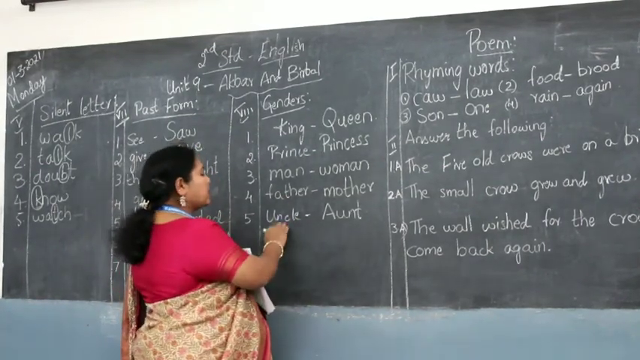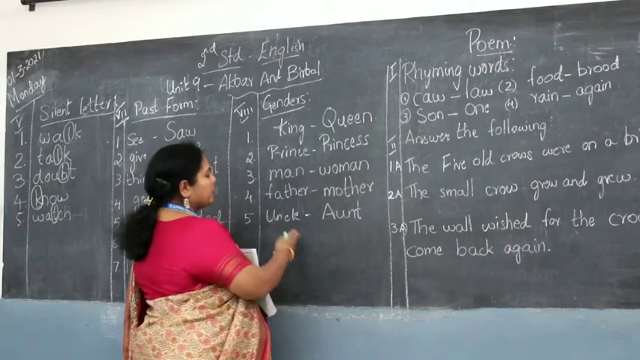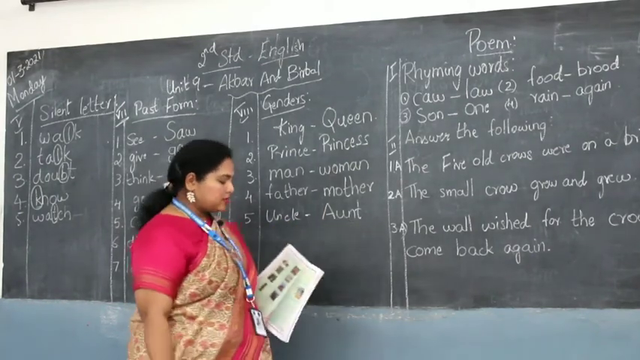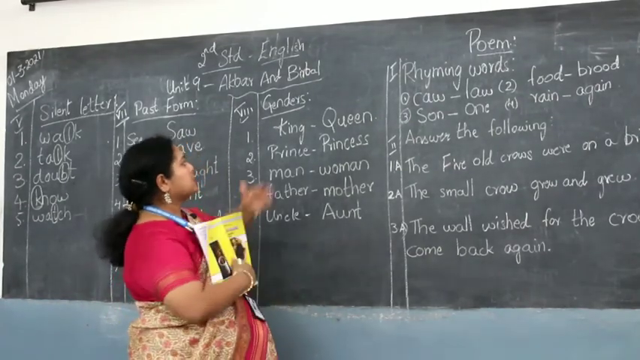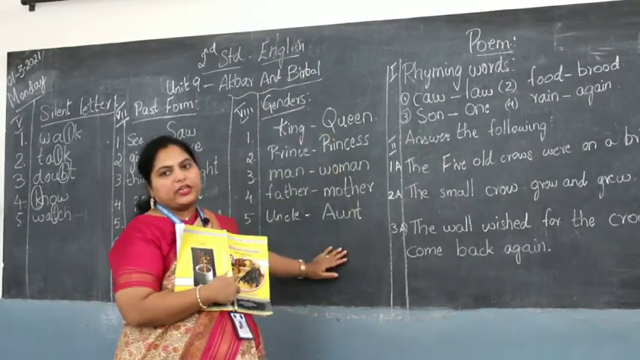Now for uncle, uncle is again a man. So the feminine gender for uncle is aunt. A-U-N-T, aunt. So this is a masculine and a feminine gender.